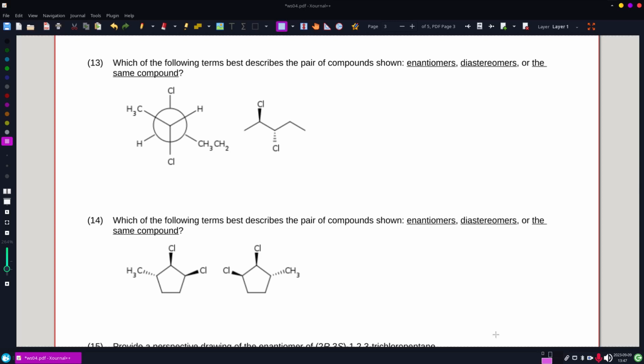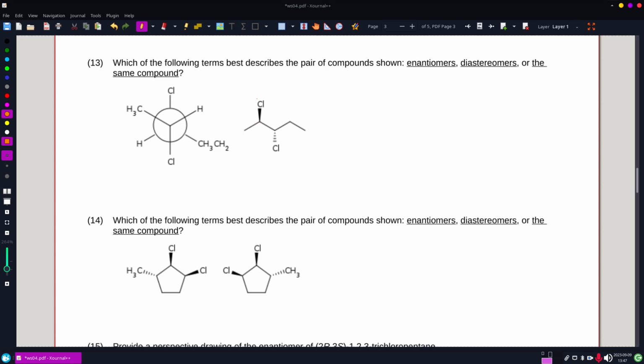All right, we're looking at this next problem. We're trying to figure out if these two molecules, one's a Newman projection and one's skeletal, are the same molecule, or if they are diastereomers, or if they're enantiomers. All right. On this particular run through, we're going to figure this out by figuring out the R and S aspect of our two locations.